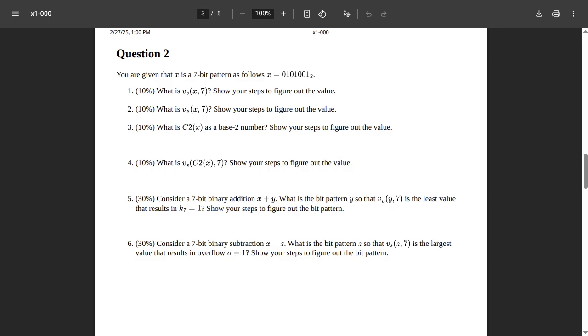Are we good so far with that? Number one does not involve any thinking, does not involve any problem solving. It is just, do you know what the definition of VS of something is?